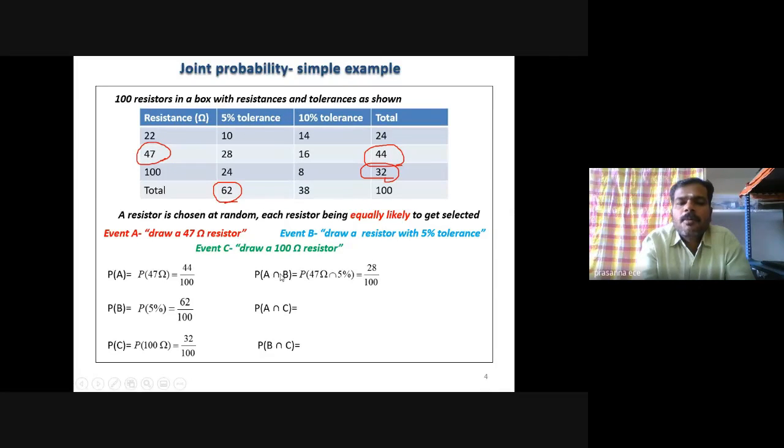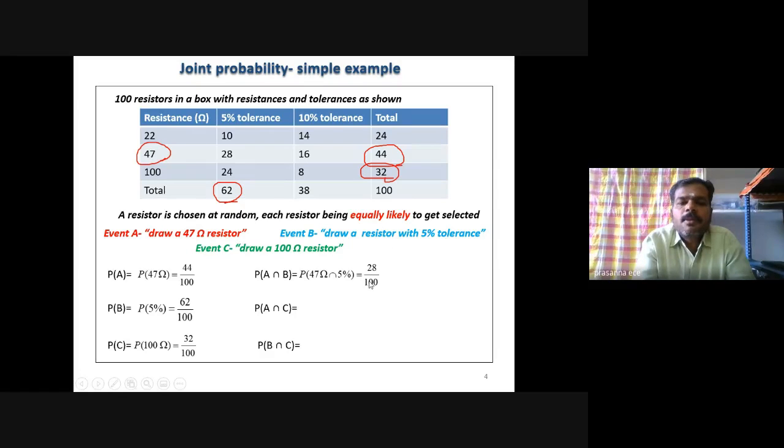Now the probability of A intersection B, that is the joint probability of drawing a 47 ohm resistor as well as a 5% resistor, a 47 ohm resistor which has 5% tolerance. That number is 28, the common number in both this column as well as this row. So the probability is 28 by 100.